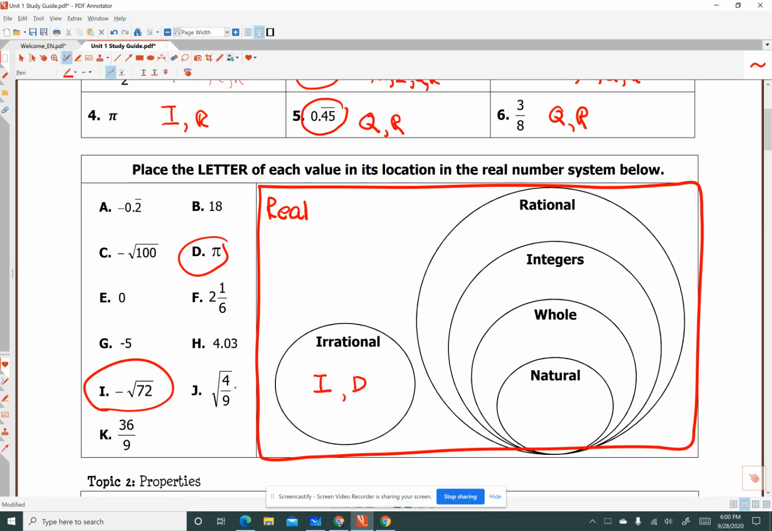4/9, we cannot reduce that at all, but 36/9, that would be 9 goes into 36 4 times. That would be 4. So K is a natural number, which means it's also a whole number, an integer, and a rational number. J, however, is only a rational number. The decimal, negative 0.2, but with this repeating line at the top, that's a rational number.